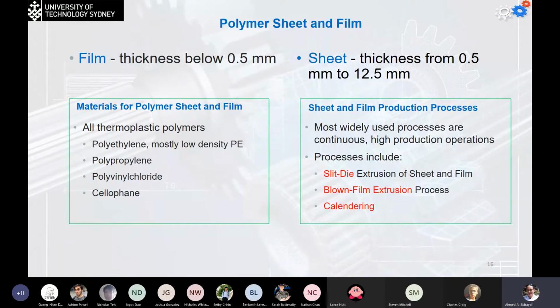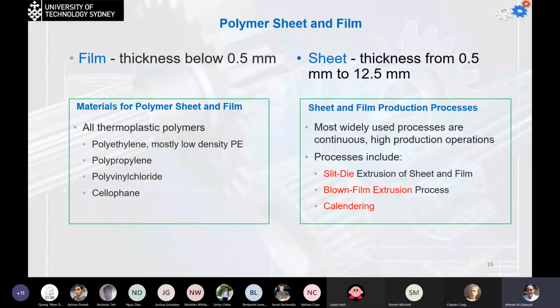The materials for the polymer sheets and films are usually all thermoplastic polymers. For sheet and film production, the most widely used processes are going to be continuous, high production operations. The processes include the slit-die extrusion of the sheet and the film, the blown film extrusion process, something similar to the one we saw earlier, and calendering.